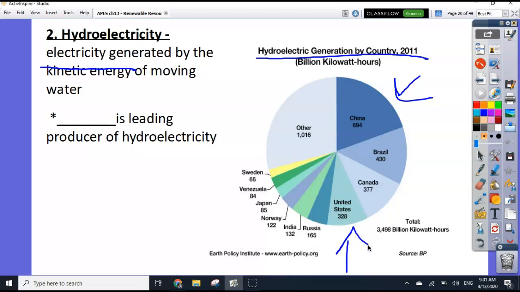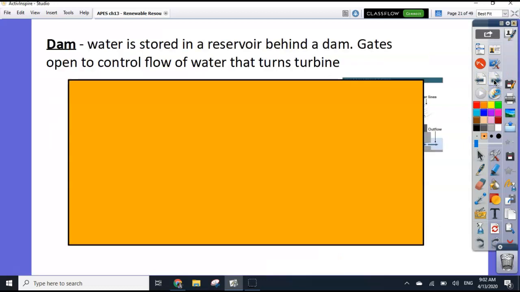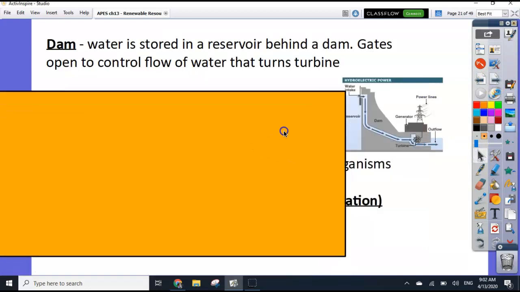Hydroelectricity is really dependent on how many waterways you have, because some waterways are going to be suitable for dams and other hydroelectric projects, and others are not going to be. So if you're in a country that doesn't have a lot of waterways, doesn't have a lot of rivers, you can't use a lot of hydroelectric power. So we know what a dam is. Water is stored in a reservoir behind a dam.